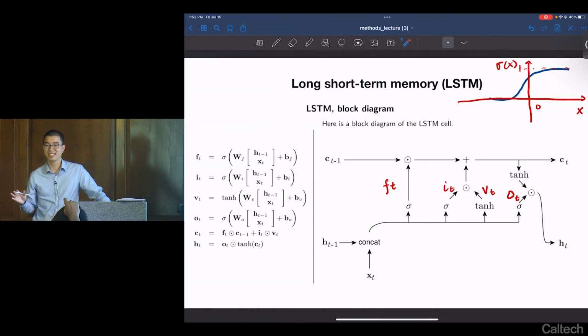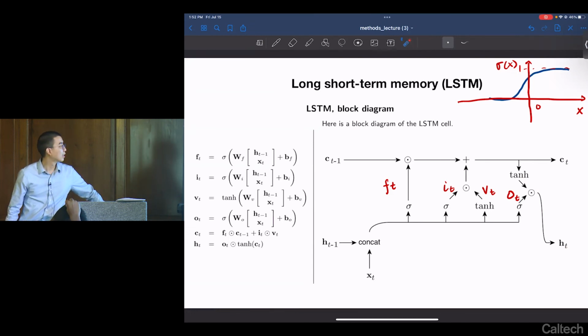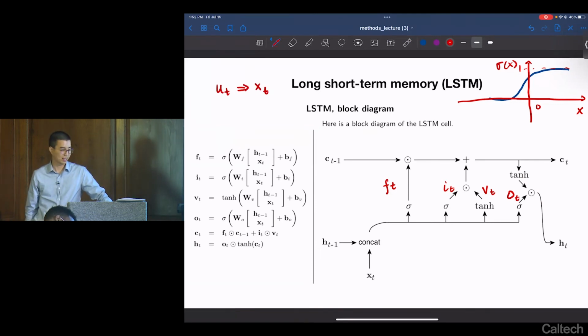Any questions here? Just for clarification, the x of t should be the input, right? Yes, thank you. So for all of these slides, u of t has now become x of t. Sorry for that inconsistent notation. These ones I copy and pasted from my machine learning class, so that's why they're a bit different.